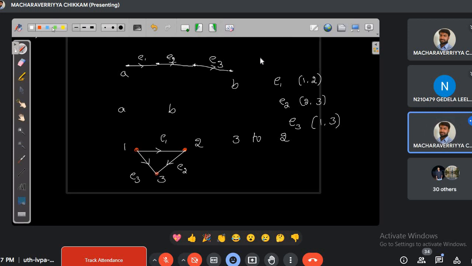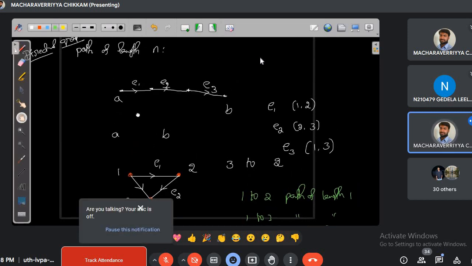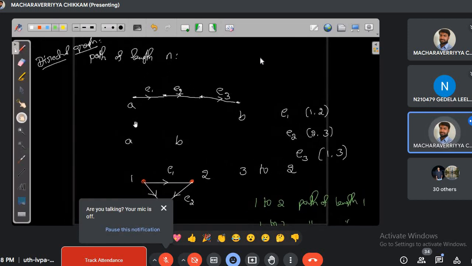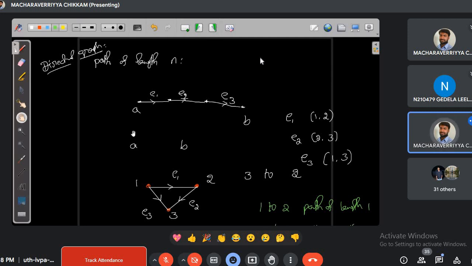Whereas if you take 1, from 1 I can move to any point. From 1 there is a path to 2. So 1 to 2 there is a path of length 1. And similarly from 1 to 3 there is a path of length 1. But when it comes to 1 to 1, there is no path. Okay, so this is what we mean by a path in a directed graph. Alright, so even though we have an edge between 2 vertices, we need to look at its direction. The direction is important here when it comes to a directed path.